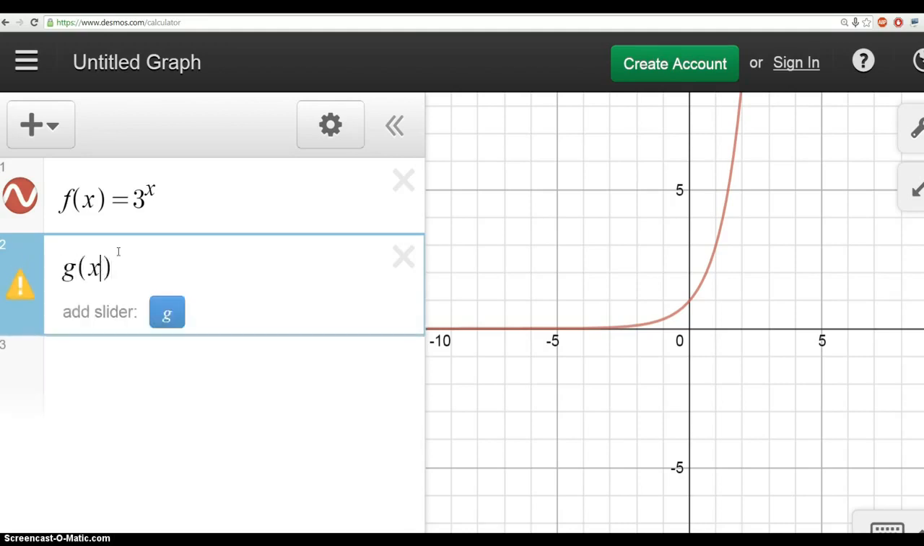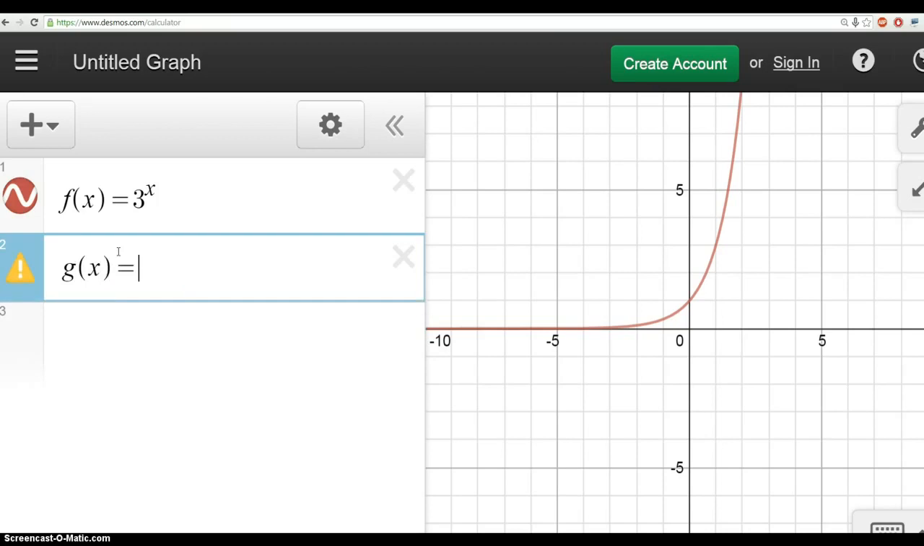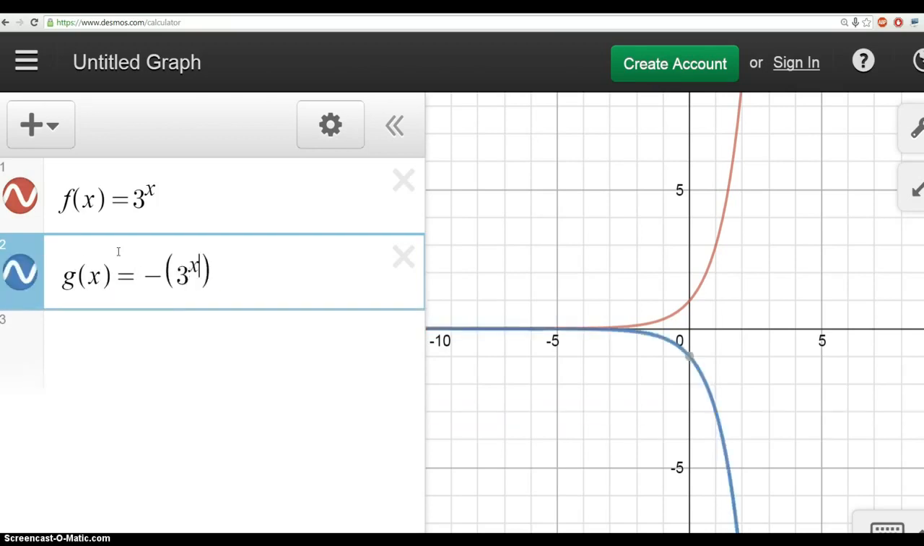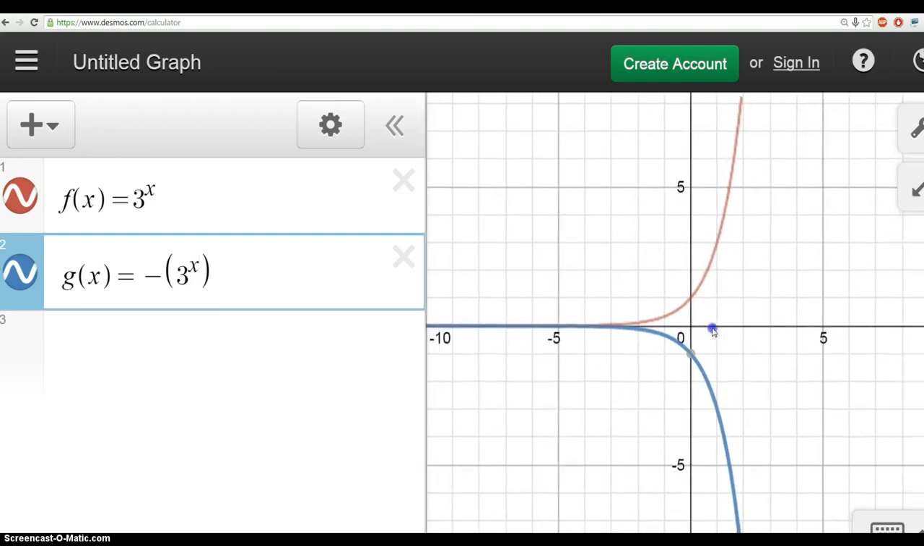G of x. So some other function, we'll call it g, is negative, and then in parentheses 3 to the power of x. And notice how it reflects the red one, which is f. It reflects it across the horizontal axis, which is the x-axis. So it's reflecting it right here on the x-axis. This is a reflection across the x-axis.